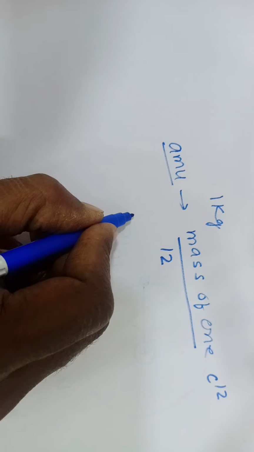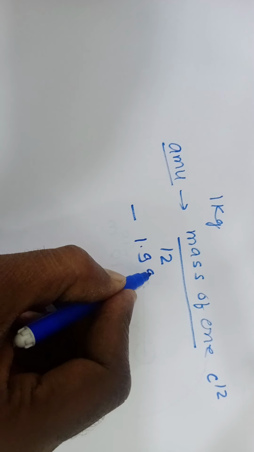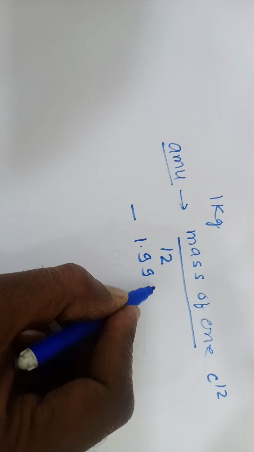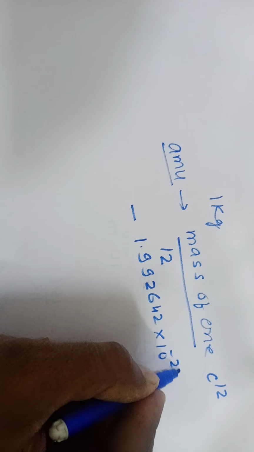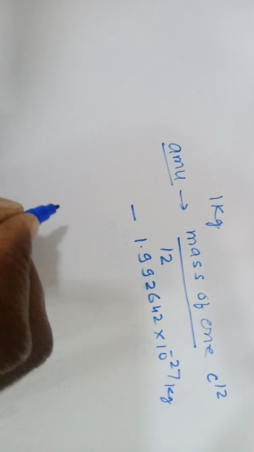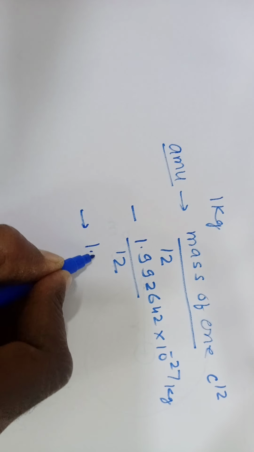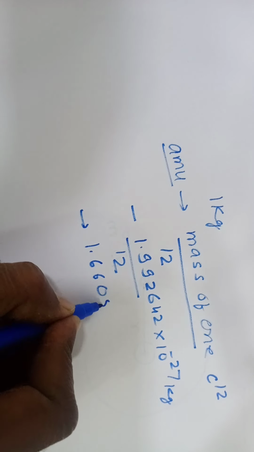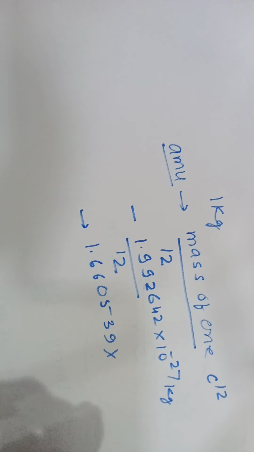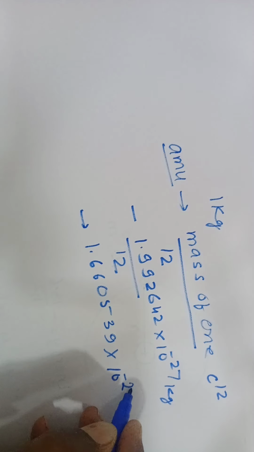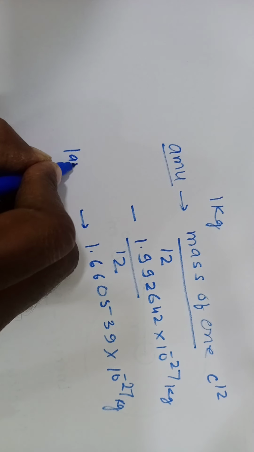Now what is the mass of a carbon atom? The mass of a carbon atom is 1.992642 into 10 to the power minus 27 kg. This divided by 12 gives one atomic mass unit, which will be 1.660539 into 10 to the power minus 27 kg.